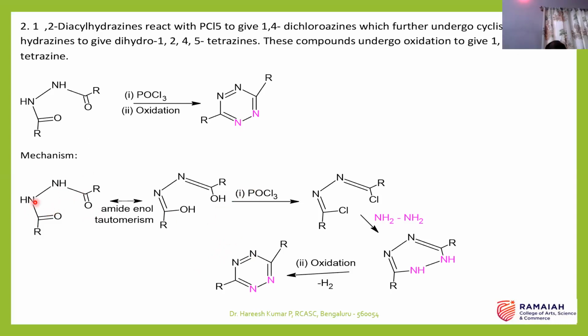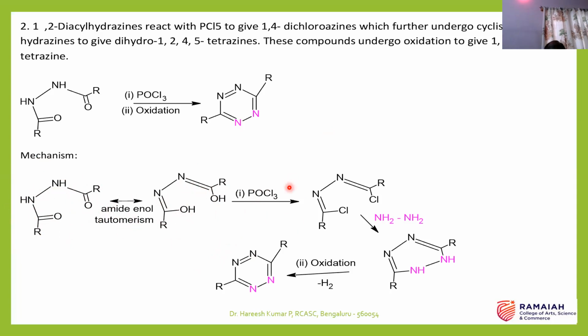So this is diacyl hydrazine. Diacyl hydrazine, you know that amide enol tautomerism. What will happen? The bond pair is coming over here, and this bond pair picks up the proton. So that's what I have written. This is the enol form and this is the amide form. This transformation is called amide enol tautomerism.